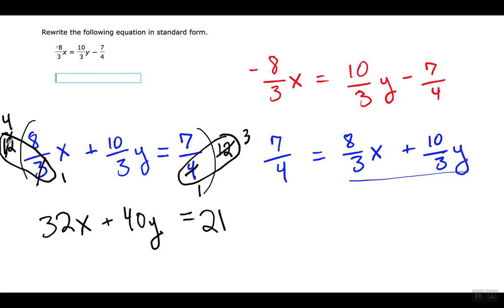Another way to think about it is just 12, this number divided by this number. What does it give you? It gives you 4. Now 4 times 8 is 32. 12 divided by 3 is 4. 4 times 10 is 40. Over here, I'm doing the same thing. 12 divided by 4 is 3. 3 times 7 is 21.